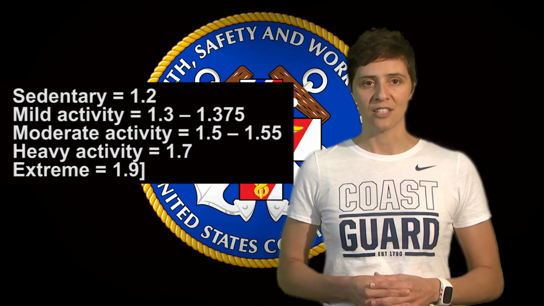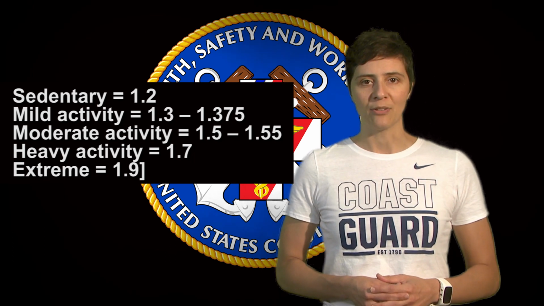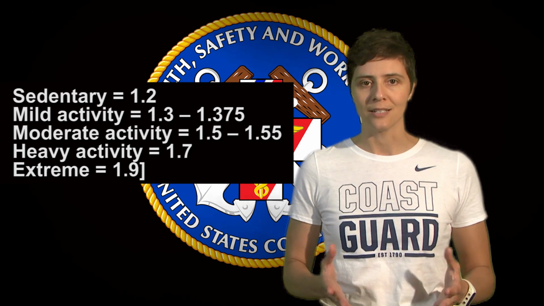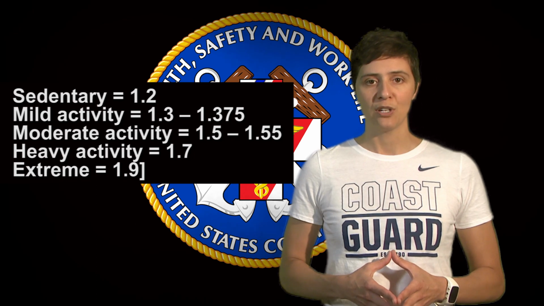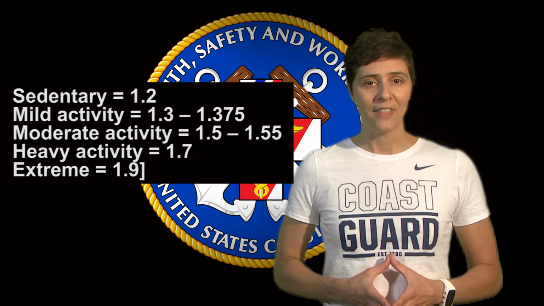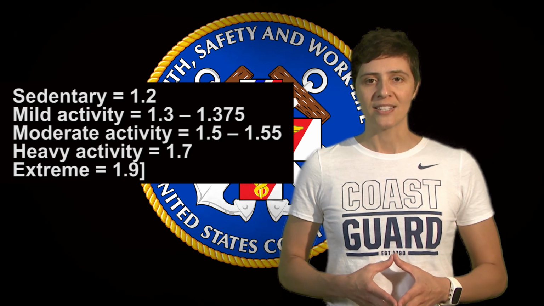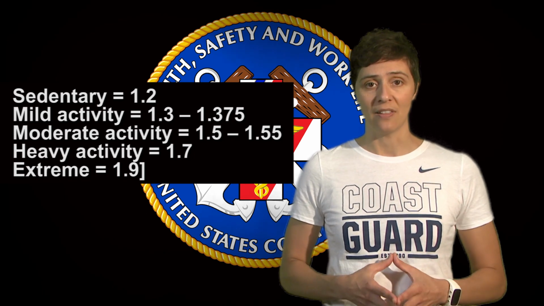Someone that exercises for about 20 minutes 2 to 3 times per week, or that walks a good amount as part of their daily lifestyle, like for commuting, would be mildly active. Someone that exercises for 30 to 60 minutes 3 to 4 times per week would be moderately active. Someone that exercises for more than 60 minutes most days of the week or has a very labor-intensive job like construction would have a heavy activity level.